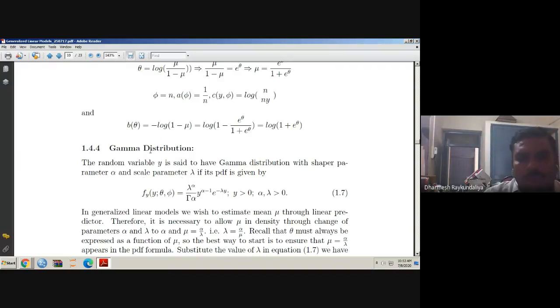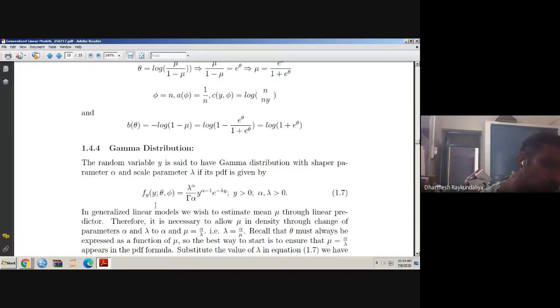So now we talk about the gamma distribution. The gamma distribution is a non-linear, non-normal distribution function. Y is a positive-valued random variable, and it has application in general insurance, reliability theory, etc. So let us say Y has a gamma distribution with shape parameter alpha and scale parameter lambda, then the PDF is given by this.